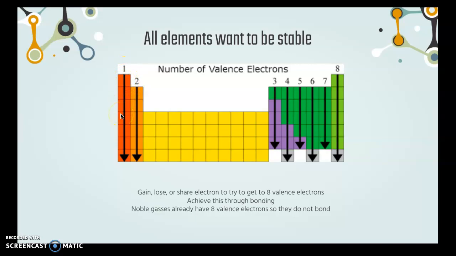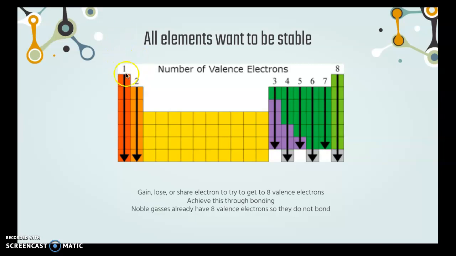Is it going to be easier to gain 7 or lose 1 or share 1? So you kind of have to look at how many valence electrons there are to see whether it's going to gain, lose, or share. If I'm over here, it's easier to share 2 or lose 2 than it is to gain 6 more or share 6. So just know there is a little trick to that, but we're trying to get to 8.